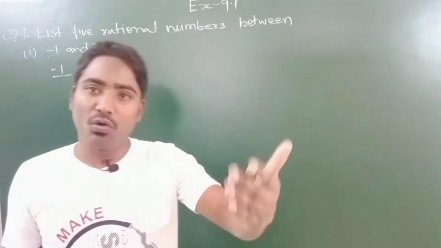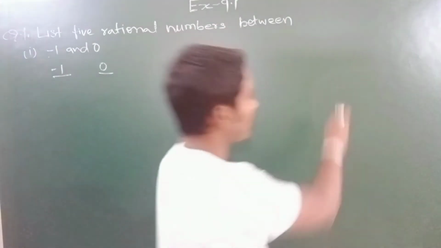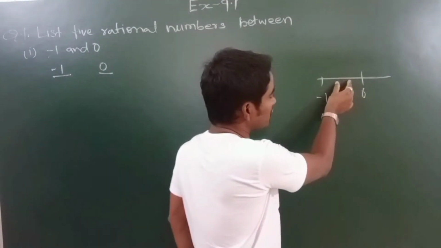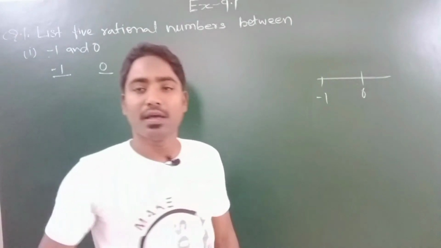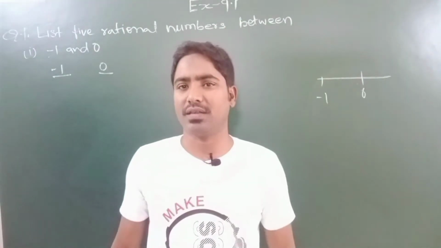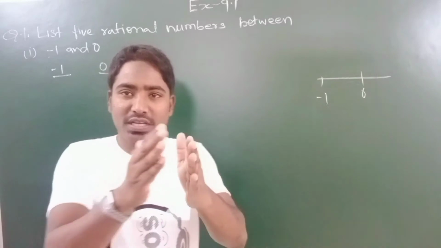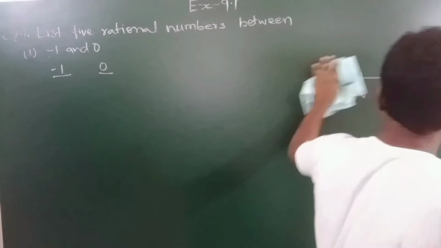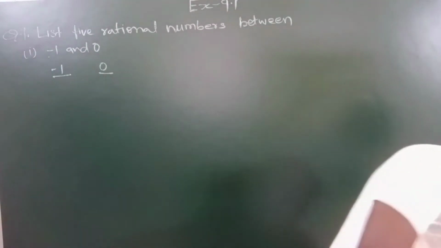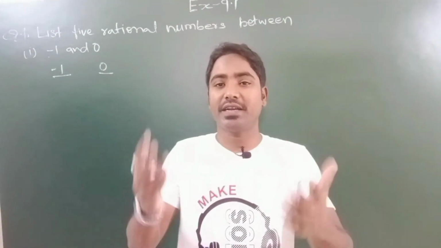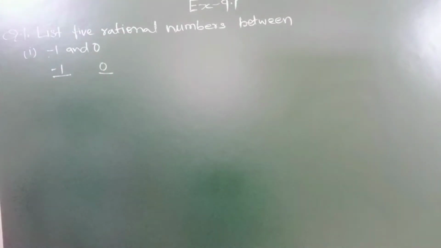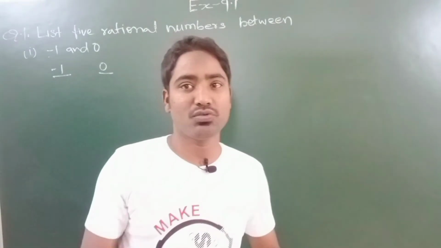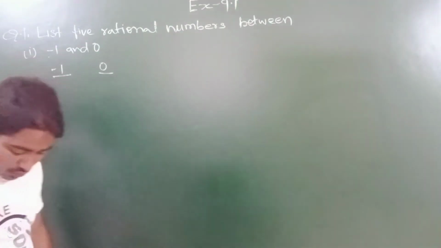So like that only, students, if you zoom the number line that I drew, here 0, here -1, if you zoom this portion, then infinite numbers are there. So we have to create that space, between 0 and -1, so that we can visualize and get the rational numbers. Now how to create that space? I have already explained it in the introduction video, but still I will explain it here also.